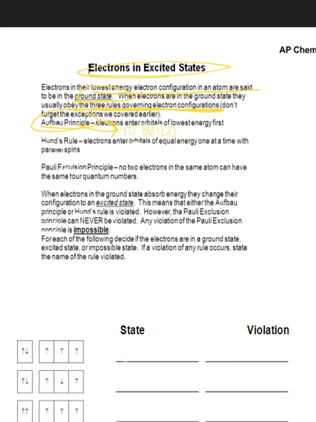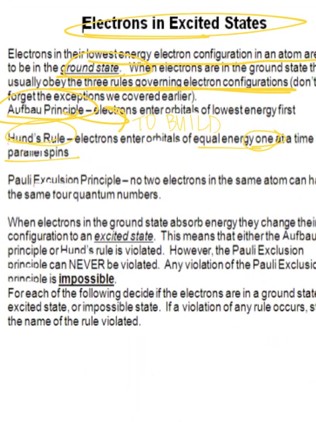Okay, next we've got Hund's rule. It says that electrons enter orbitals of equal energy one at a time with parallel spins. So that's where I put one in every box before I put two, and then one has to point up and one has to point down.